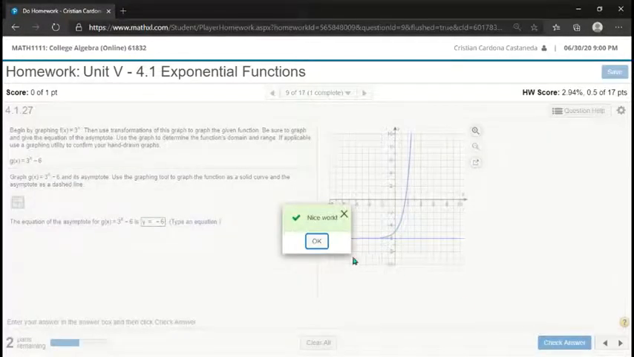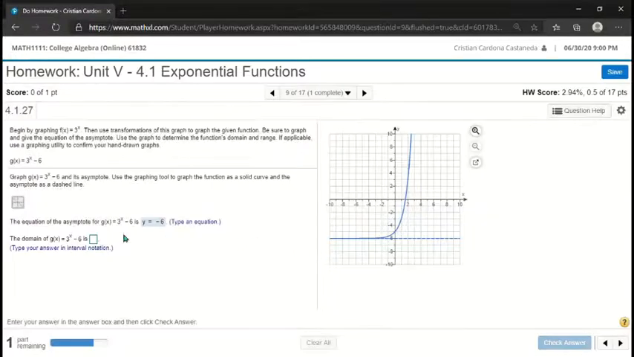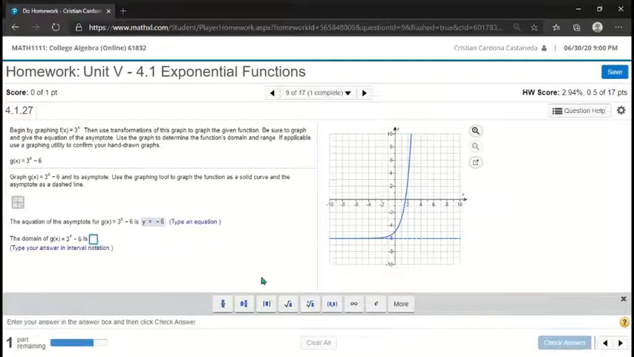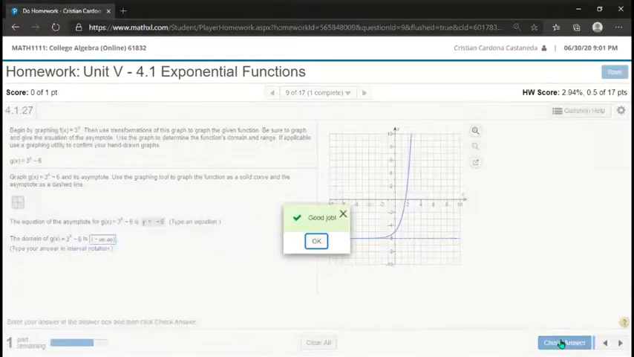Okay, then we're going to type in the domain, right? The domain is which x values you are allowed to plug in, or over which x values the graph happens. And so this happens between negative infinity and positive infinity, right? So it should look something like what I have on the screen.